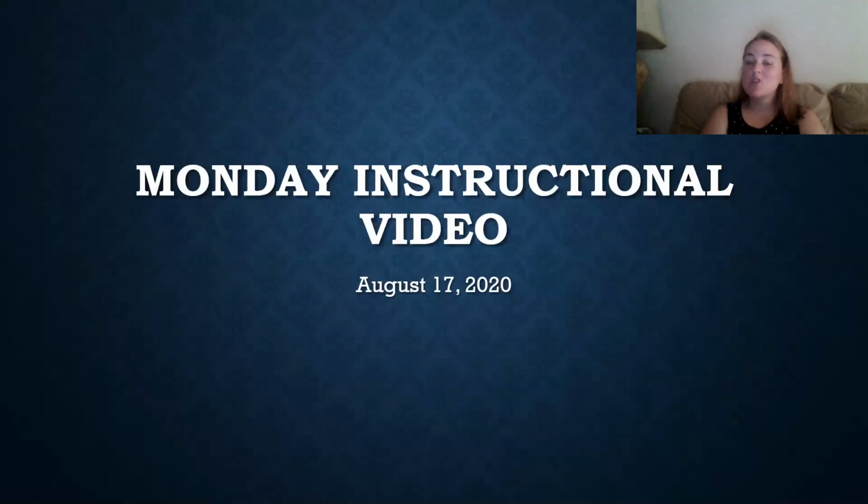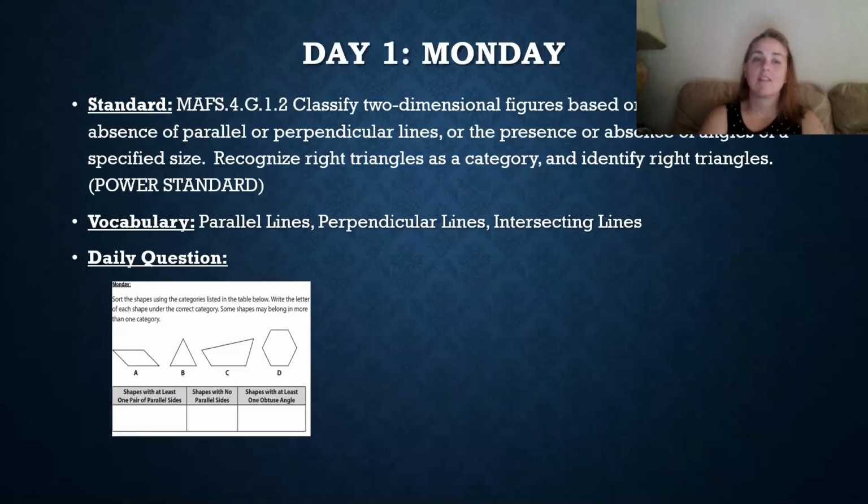Okay, welcome to Monday Math Instructional Video. The standard that we're going to work on today is G1.2, which says, classify two-dimensional figures based on the presence or absence of parallel or perpendicular lines, or the presence or absence of angles of a specified size. Recognize right triangles as a category and identify right triangles. So that is our power standard, and it is the standard that we're going to work on today.